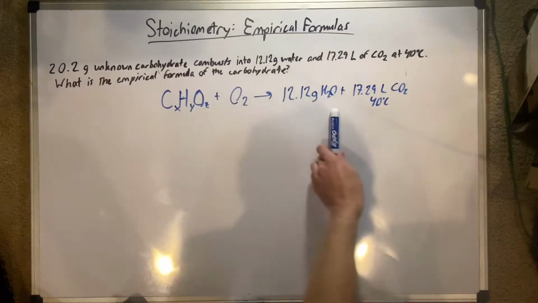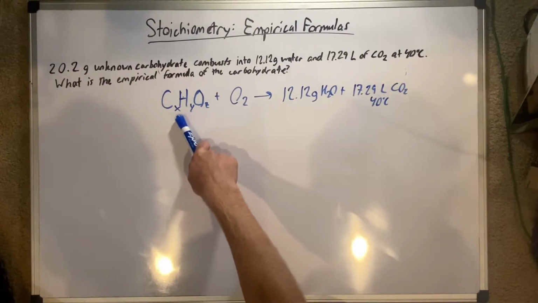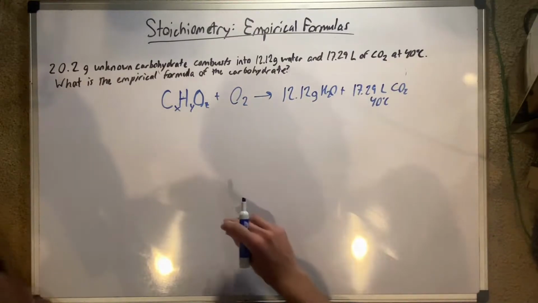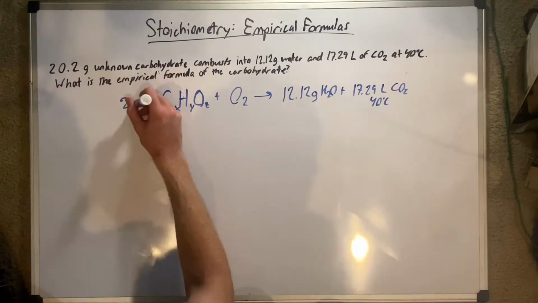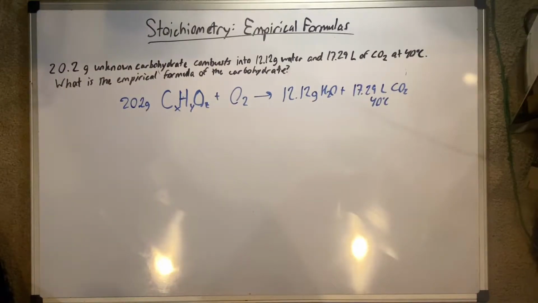So this is going to be our preliminary chemical equation that we're going to use to try to solve this. We are trying to solve what the X, Y, and Z are here. We need to know what the empirical formula of that carbohydrate is. So we need to figure out what they are based on just the values given to us. I forgot to mention 20.2 grams over here. So how do we even begin with this?